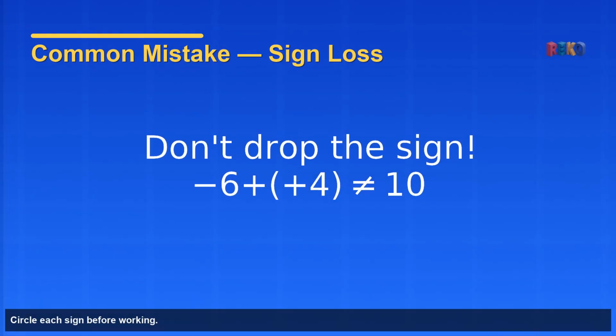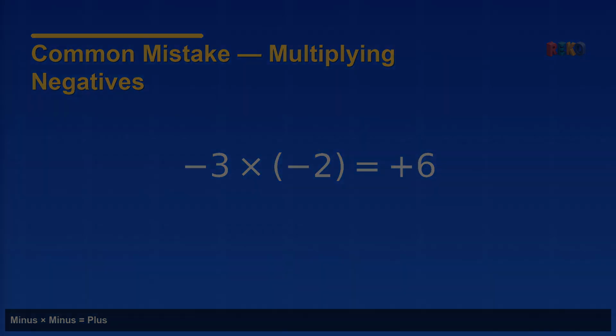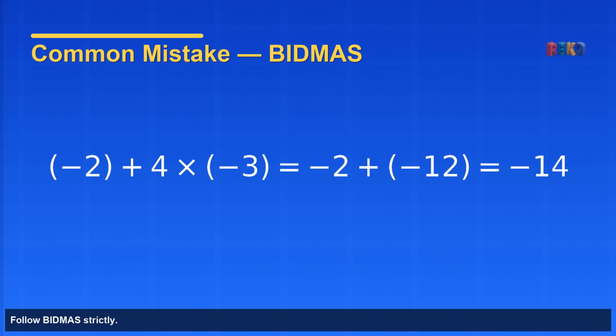A common mistake is forgetting the sign. -6 plus +4 is -2, not 10. Remember, negative times a negative gives a positive. This rule never fails. Students often add before multiplying. Always do multiplication first to get -12, then add.